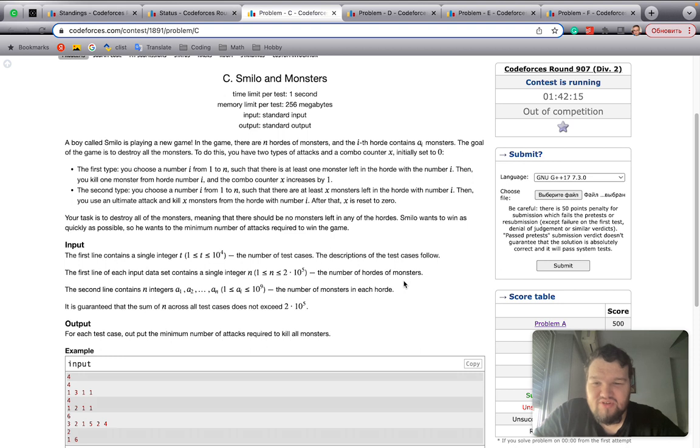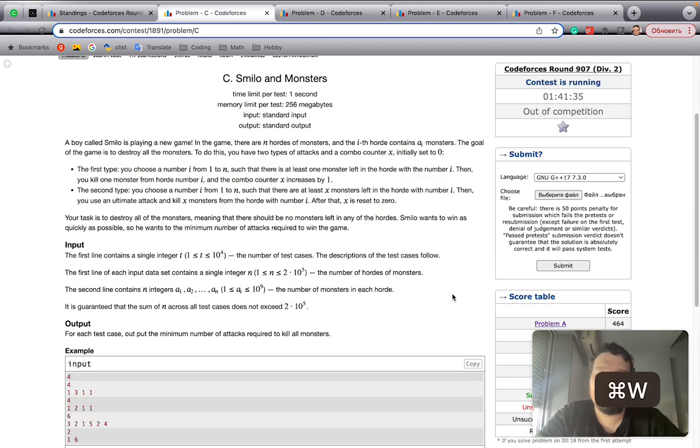Your task is to destroy all of the monsters, meaning that there should be no monsters left in any of the hordes. Smilo wants to win as quickly as possible, so he wants to know the minimum number of attacks required to win the game. Okay, so we have an array of integers.